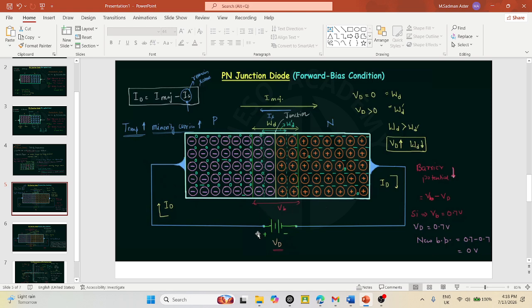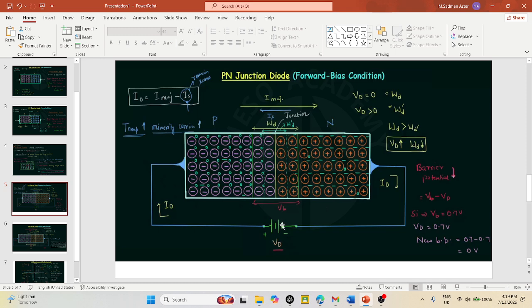Now, if we further keep on increasing the forward bias potential, the depletion region will keep on decreasing. The barrier potential will also keep on decreasing until a sudden flood of electrons passes through this p-n junction. This causes a discrete flow of current, which is due to the majority charge carriers.